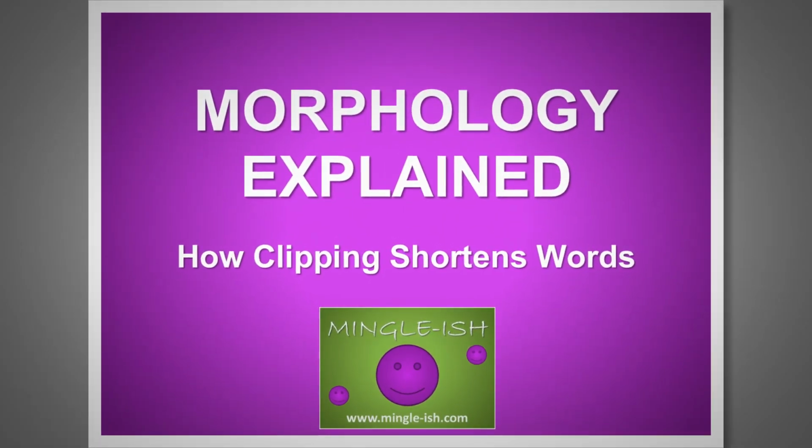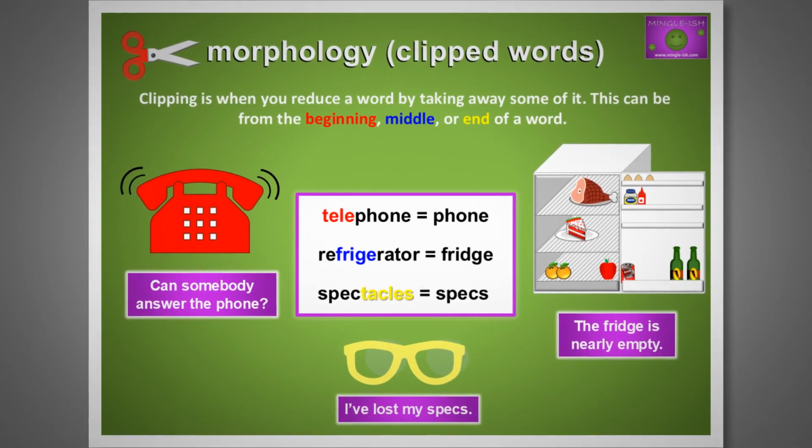Morphology explained. How clipping shortens words. Clipping, or morphology, is a way of creating new words by shortening the original word. You reduce a word by taking away some of it. This can be from the beginning, middle, or end of a word. For example, telephone becomes phone.